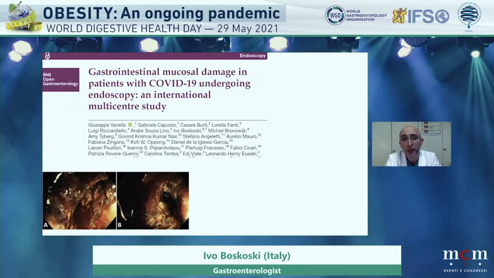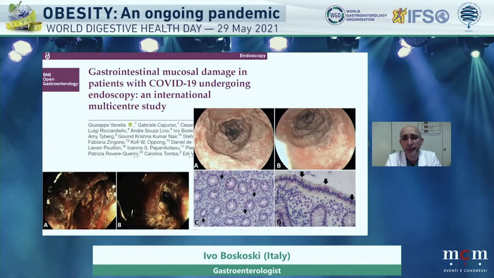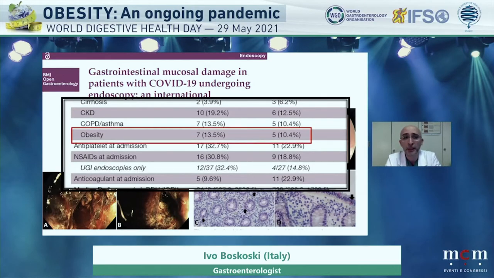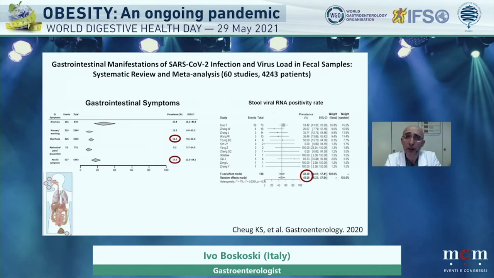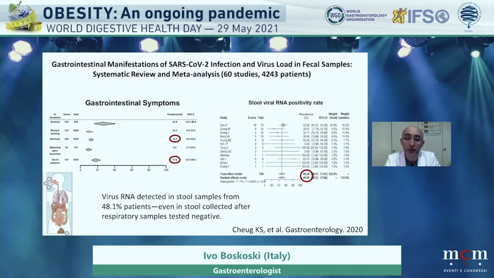We have also described this in an international multicenter study. You can see what kind of lesions can be seen in the intestine, and in obese patients it was 13.5% of the cases, where the disease was severe. COVID-19 is a disease, SARS-CoV-2 is an infection. The virus can also be found in the stools in half of the patients. It is not too much.